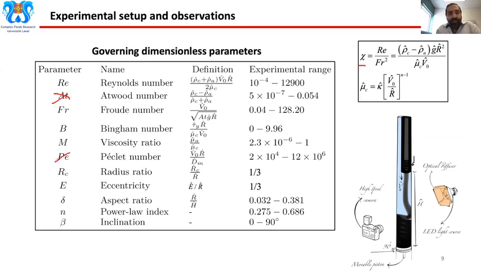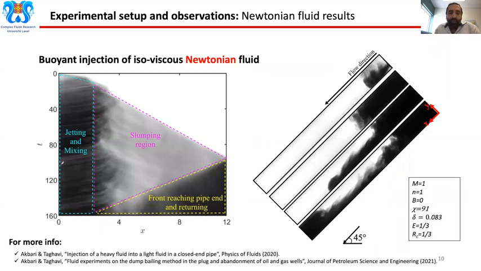And as I said, we are considering large Péclet number, so we are also removing the Péclet number from the parameters. Before I move on to the viscoplastic fluid results, let us briefly look at what happens in the Newtonian case, in which we have identified different flow regions in the flow.